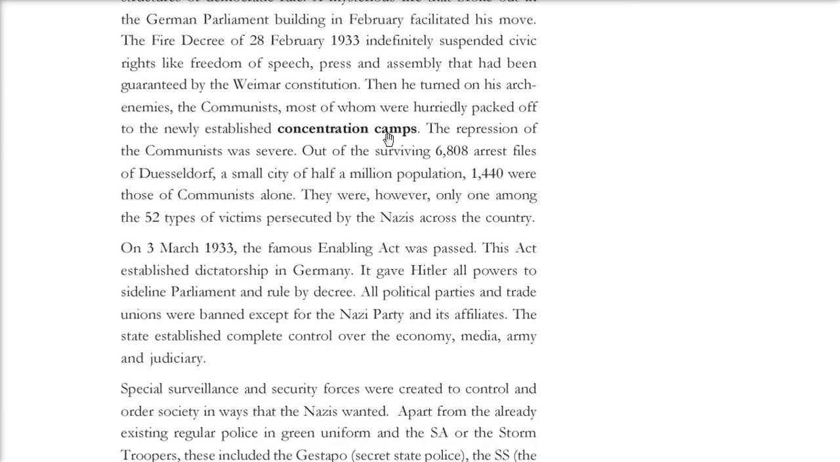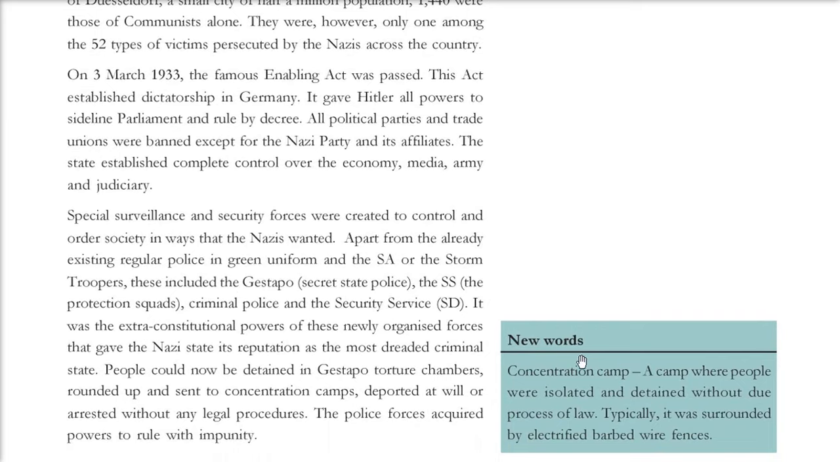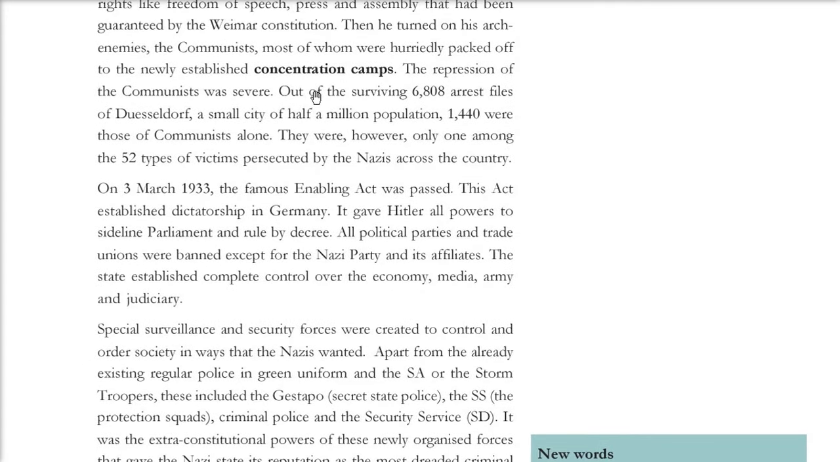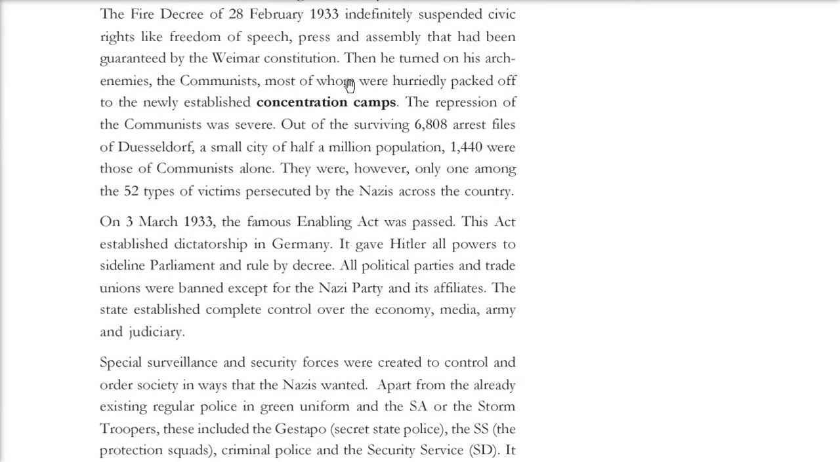and most of them were packed off and just sent to the concentration camps. So these are concentration camps, camps where people were isolated and detained without due process of law. Typically they were surrounded by electrified barbed wire fences. Nobody could leave. So if you see, the repression of communists was very severe, and because a mysterious fire broke out, everything was finished.